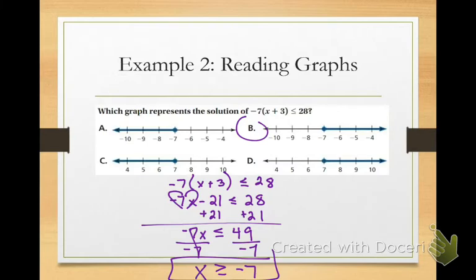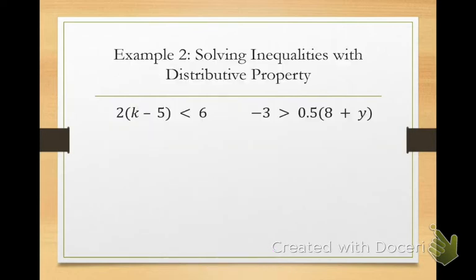All right, so of course they put graph A on there because if you forgot to flip your inequality, you would have picked A. All right, so they're going to put those common mistakes on there. All right, how'd y'all do? Any questions? If you messed something up, do you see where you messed up? All right, okay, moving on.